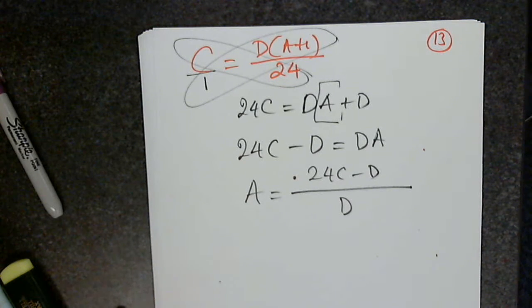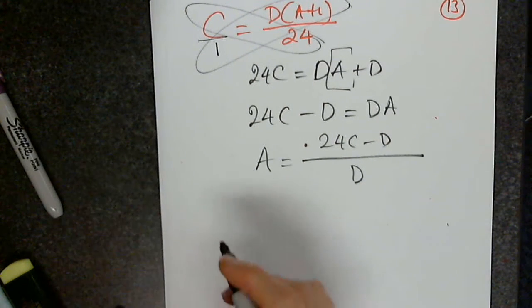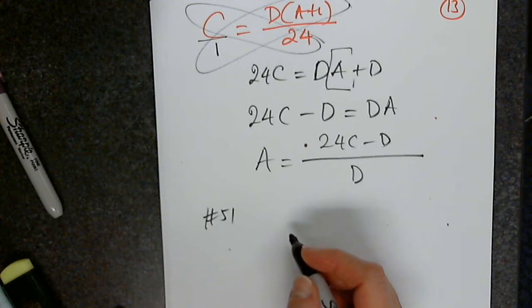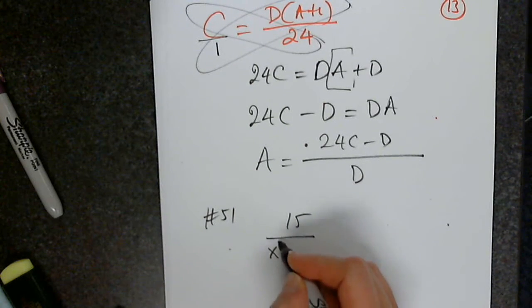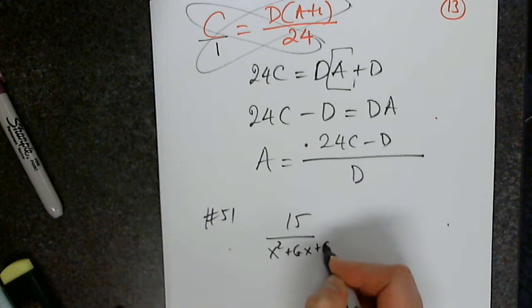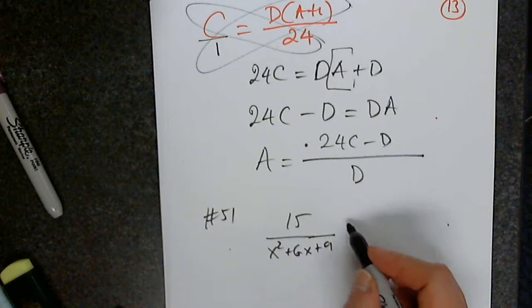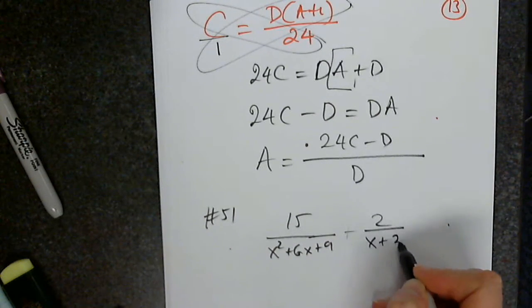We're back to section 7.4. Let's look at 51: 15 divided by x squared plus 6x plus 9 plus 2 over x plus 3.